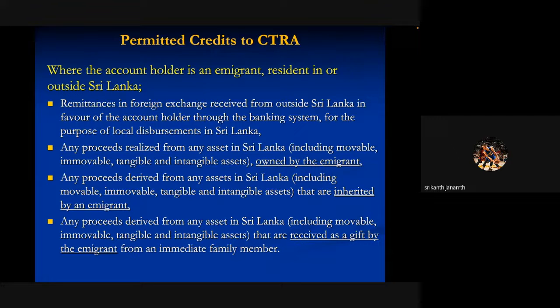Or sometimes any proceeds derived from any asset in Sri Lanka, including movable, immovable, received as a gift by the immigrant from the immediate family member. You know the immediate family member: father, mother, parents, children, spouse. So that can come as a gift by you, gift by parents. Sometimes parents might gift you, or sometimes your children might gift you, or generally it's the other way. Parents give to the children, right? So this is how the property can be gifted.